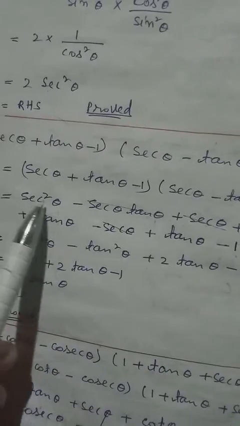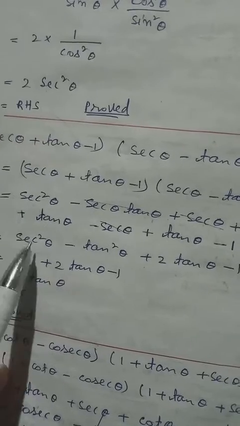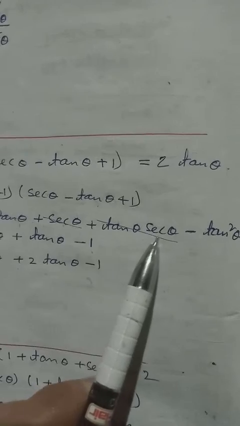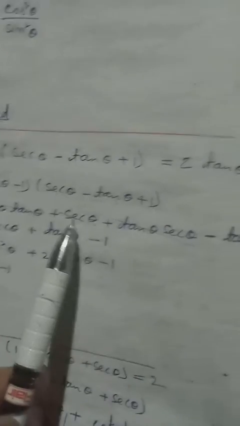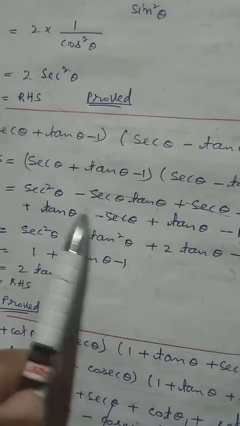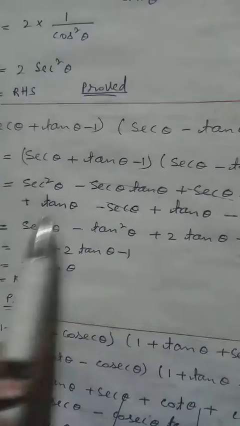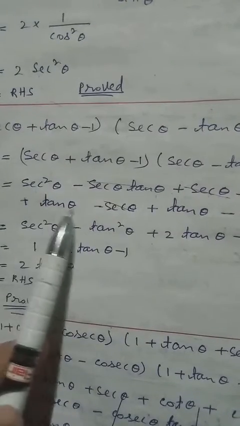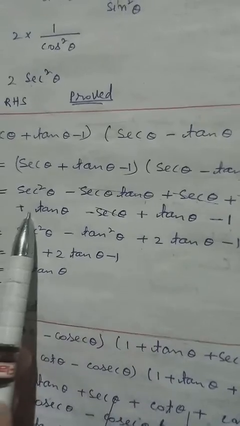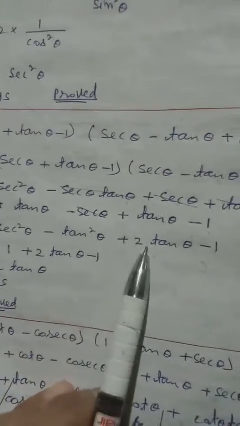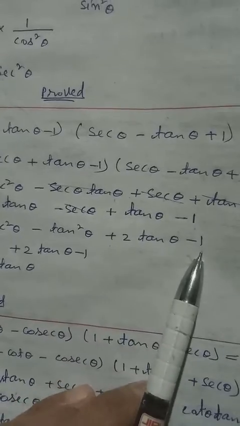So let us see, here sec square theta, we cannot do anything, write it as it is. Here you have minus sec tan. Here also you have sec tan plus. So this one and this one get cancelled. Then we have sec theta plus and sec theta minus, so that we can cancel. Then we have minus tan square theta alone, you write it there. Then tan theta, both plus, we cannot cancel, so we add them. 1 plus 1 will be 2 tan theta, we are left with minus 1.